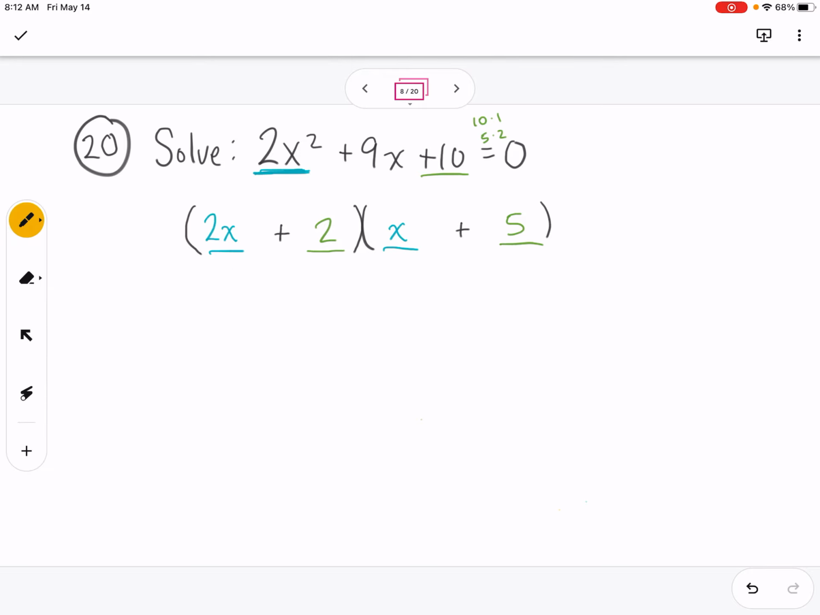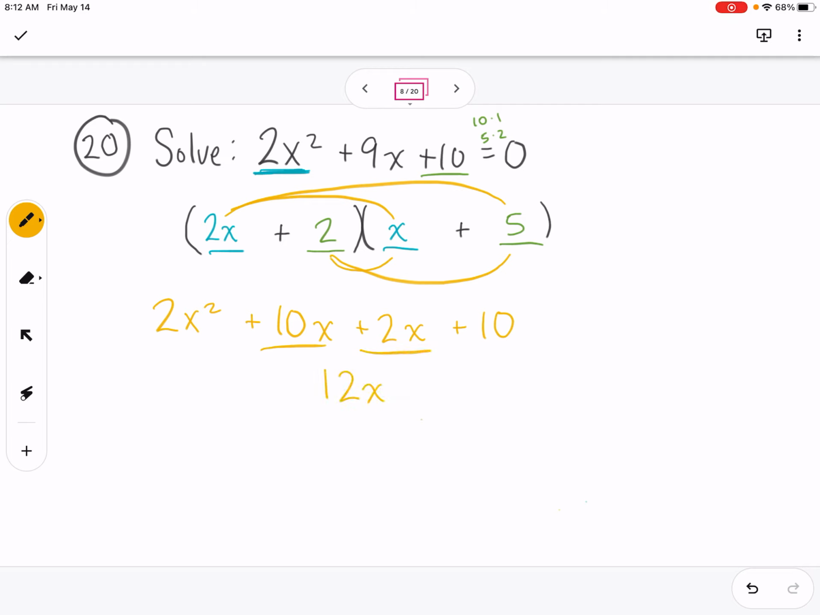And here's how we're going to see. I'm going to first multiply 2x times x, that's 2x squared. Then I'm going to do 2x times 5, that's 10x. Then I'm going to do 2 times x, that's 2x. And 2 times 5, that's 10. Now, when I combine my like terms here, I end up with 12x. Now, that's a problem, though, because I don't want it to be 12x. I want it to be 9x, right?